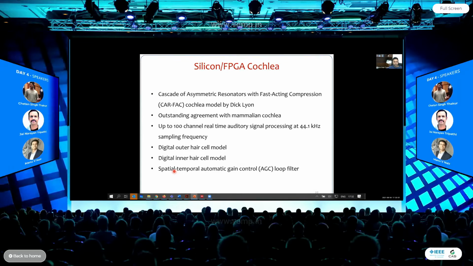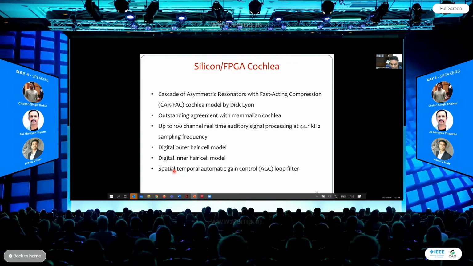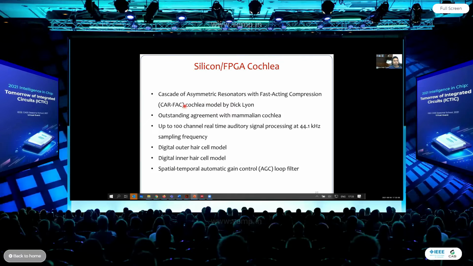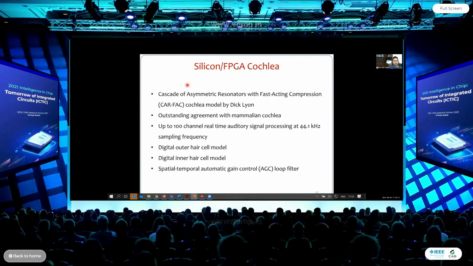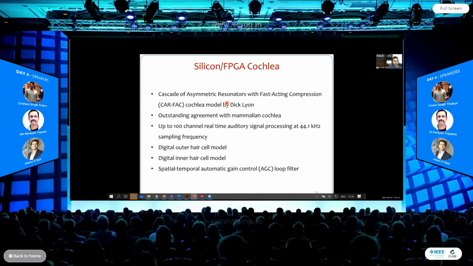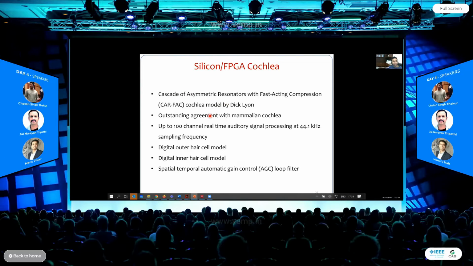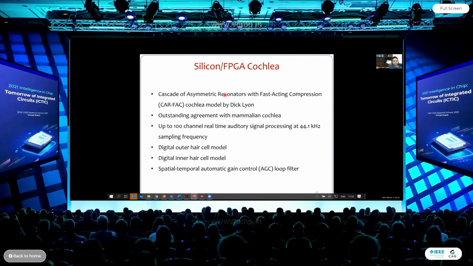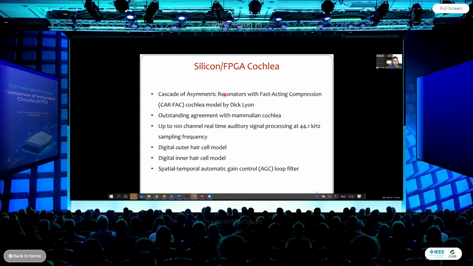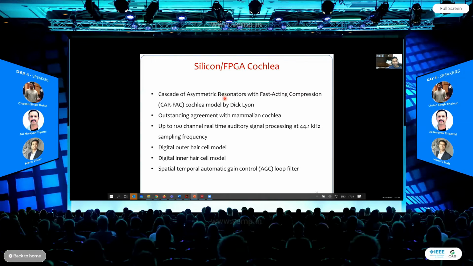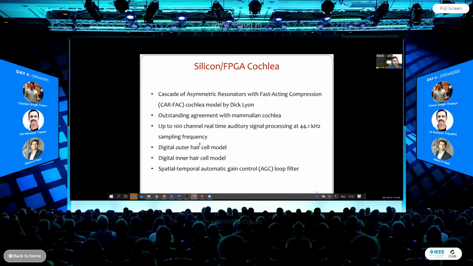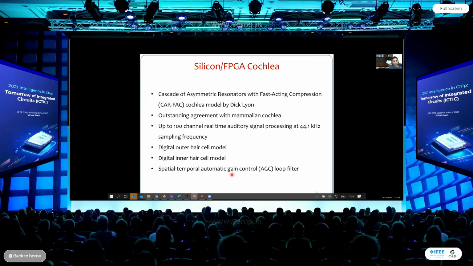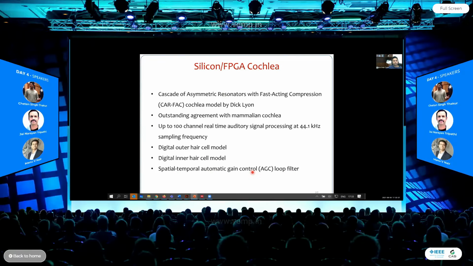Based on this phenomenon, we use a cochlear model developed by Dick Lyon from Google, in collaboration with him and along with my previous lab. Currently we have this running in real time on FPGA, and some students also built silicon chips as well, but in Andre's lab, not here. And then we have a digital outer hair cell model, a digital inner hair cell model, and we have spatial temporal automatic gain control in this model.